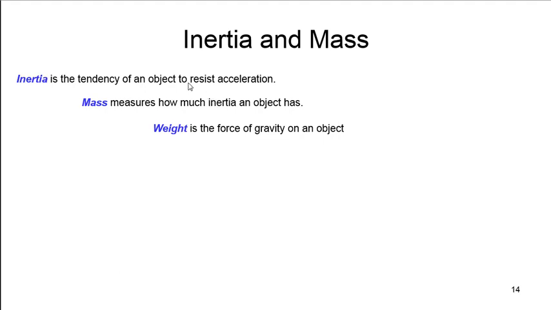So what that means is the harder it is to get an object to accelerate, the more inertia it has. If you imagine you're trying to get an object to accelerate, maybe it's at rest and you're trying to get it to go to a huge velocity, how hard is it to get that to happen? If you have something like a balloon, it's very easy to get that balloon to accelerate. You could just give it a tap and it's going to accelerate very quickly. That balloon has a very small amount of inertia.